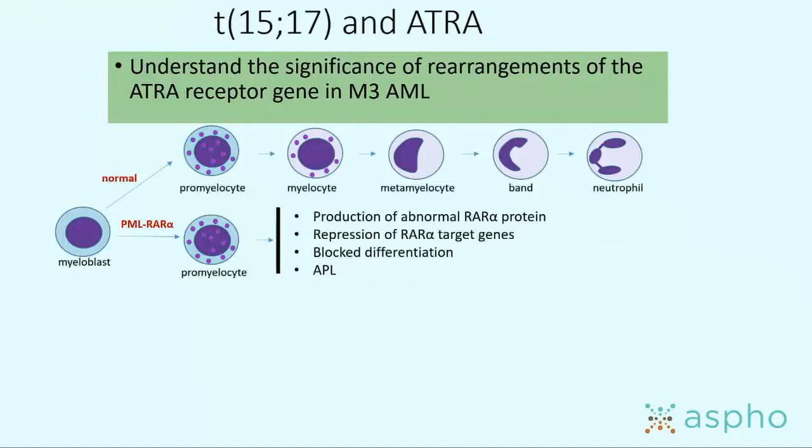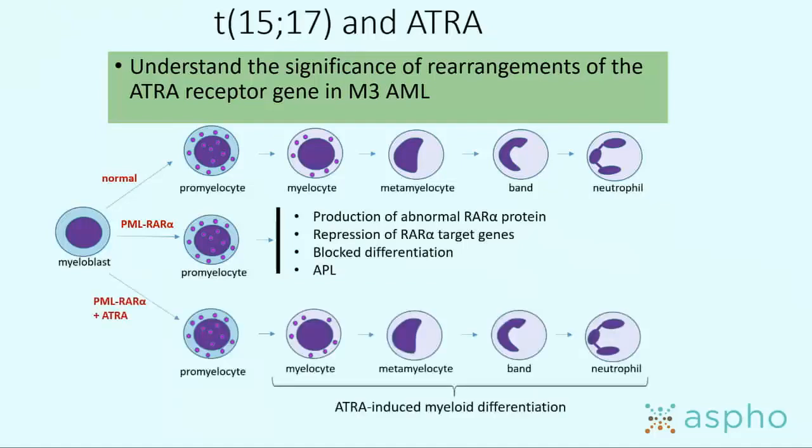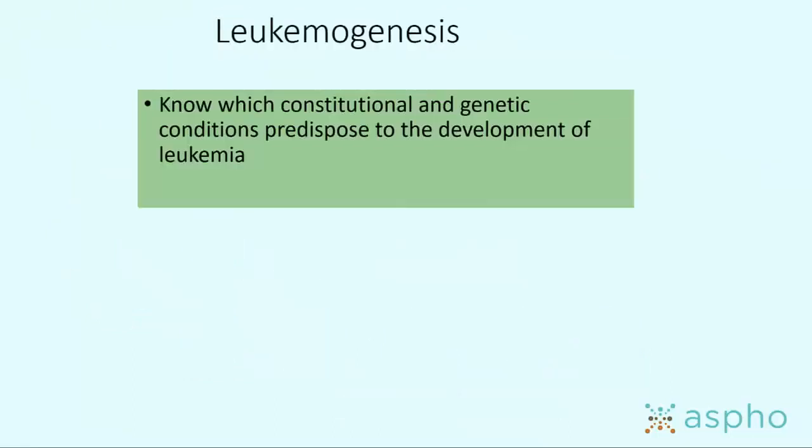So what ATRA does at a molecular level is it overcomes this block. It basically increases the concentration of normal retinoic acid receptor signaling, and that overcomes the block and allows normal differentiation and subsequent apoptosis. And that's why ATRA is so effective for this disease. So this is a really simple concept, but one that's very important to understand and is tested heavily.